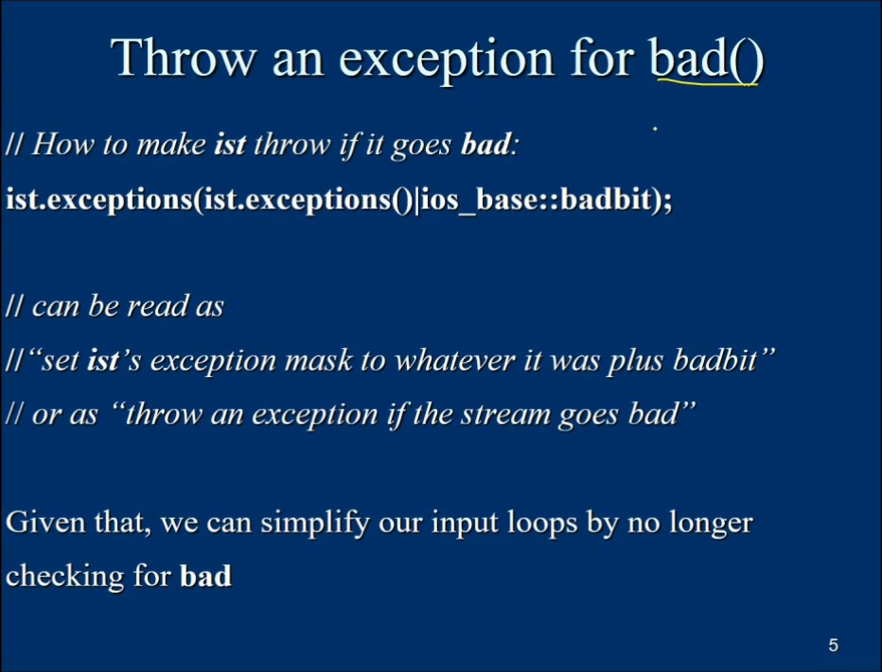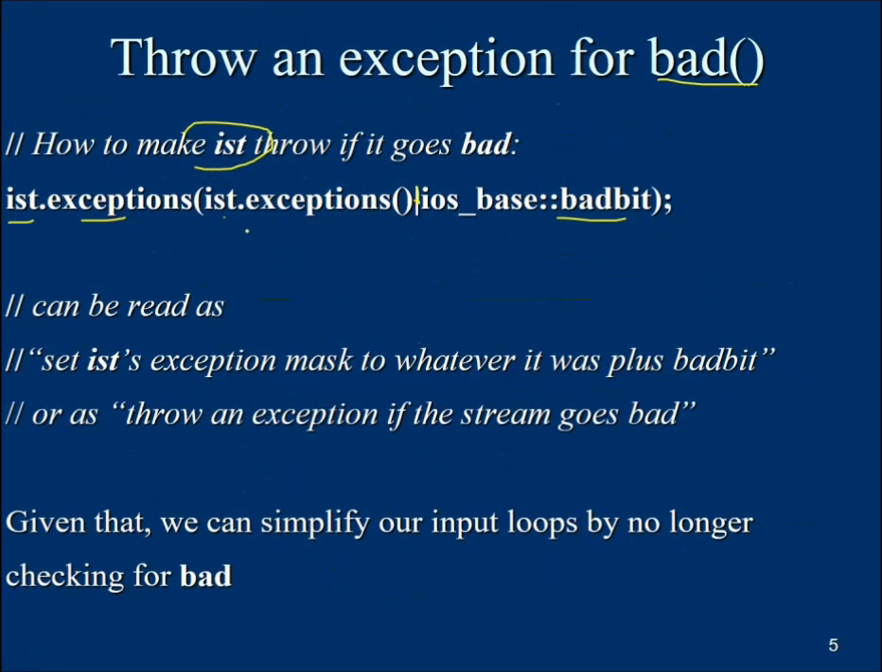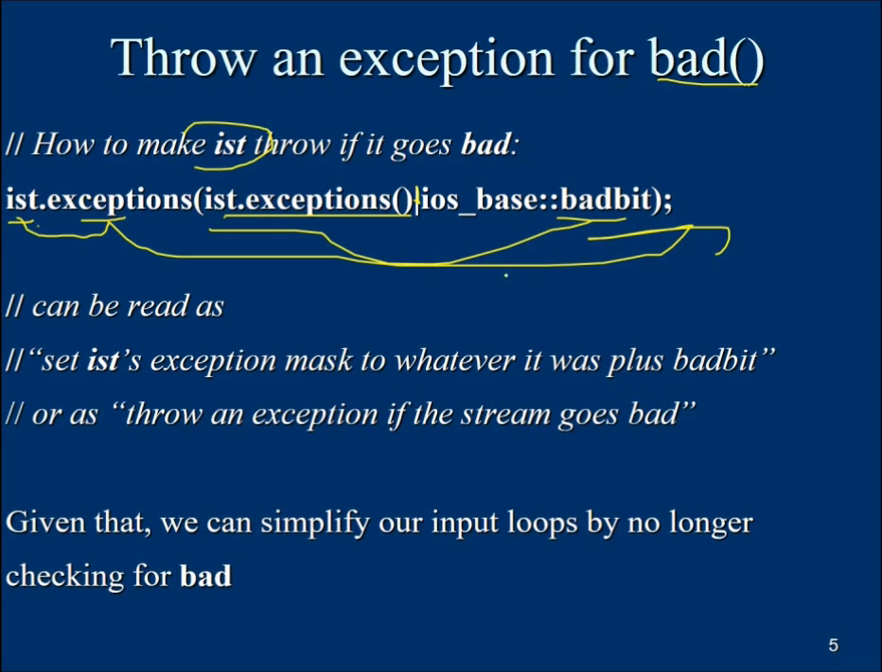How to throw an exception? It's pretty easy to make this ist throw if it goes bad. ist.exceptions is what you are going to use, and ist.exceptions with a pipe ios_base::badbit, same as the previous one, but just before that you add this ist.exceptions. And this can be read as set ist's exception mask to whatever it was plus the bad bit, or as throw an exception if the stream goes bad.